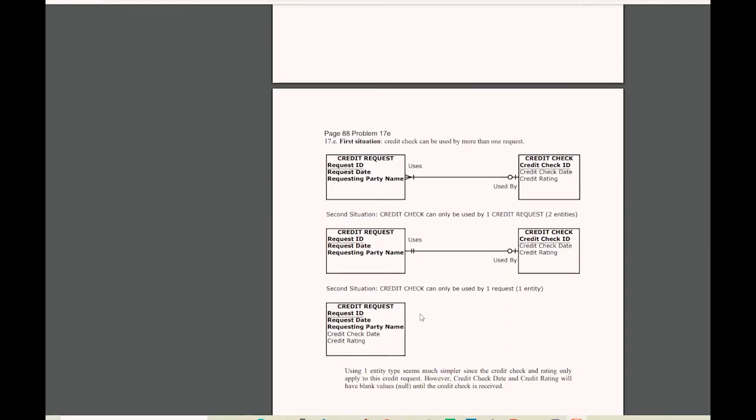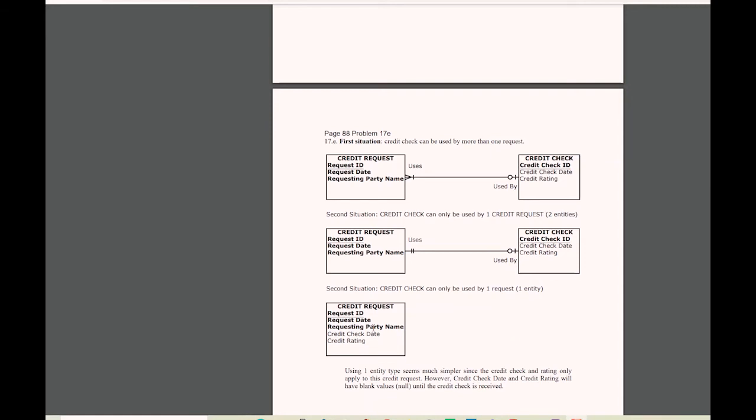So credit check, this is the credit check one. A credit check can be used for more than one request. So in this case, a credit request uses a credit check or may not, and a credit check uses one or more credit requests, okay? Second situation, a credit check can be used only once. This becomes a one-to-one. Notice here the optional one with this. The next one is a credit check can be used for only one request.